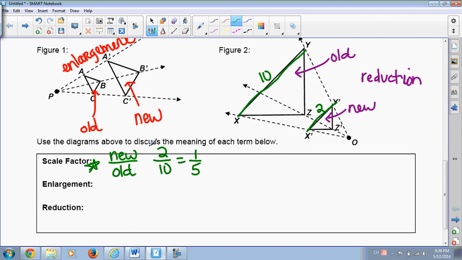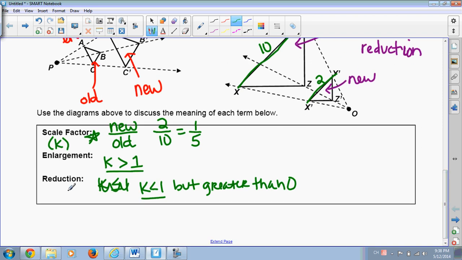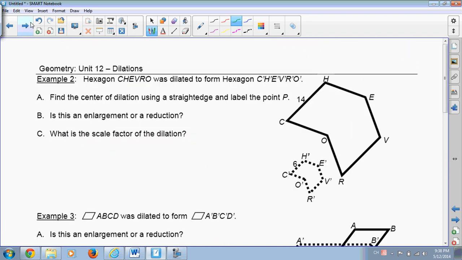So an enlargement just means that your scale factor, also known as K, is going to be greater than 1 if it's going to get bigger. And a reduction means that your scale factor is going to be less than 1, but greater than 0. It has to be positive. So for a reduction, for example, 1/5 is less than 1. It's a fraction, so it would be a reduction. Okay, let's go to the next page.